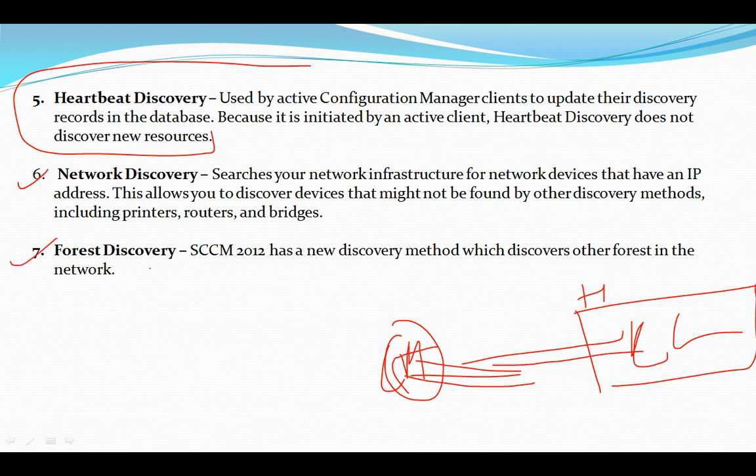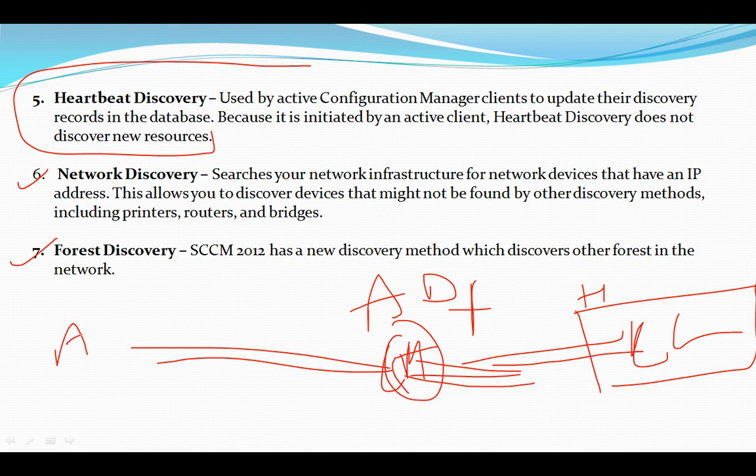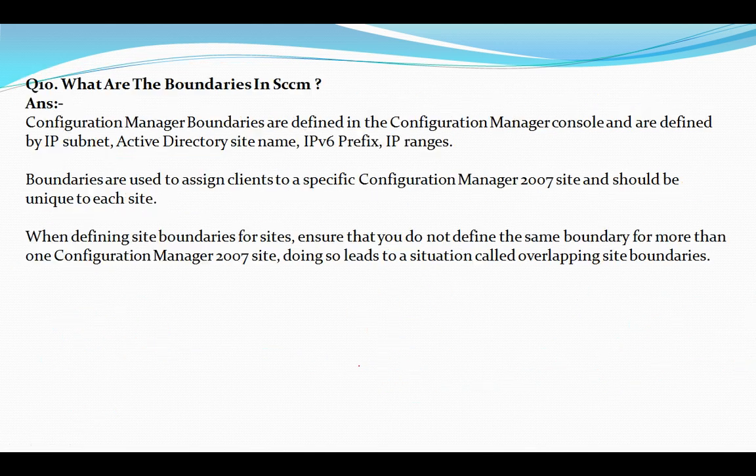The seventh one is forest discovery. SCCM 2012 has a new discovery method which discovers other forests in the network. If you have multiple forests, say this is your one AD forest, but you have one more AD here, that is also a forest. So it will discover that additional or other forest in the network. So these are the methods we have to discover computers, or discovery methods, you can say.